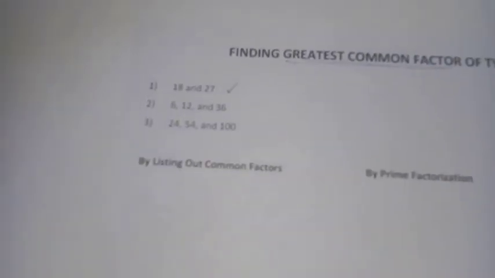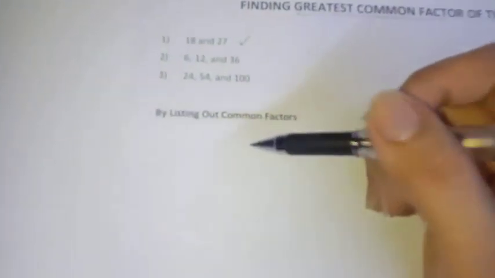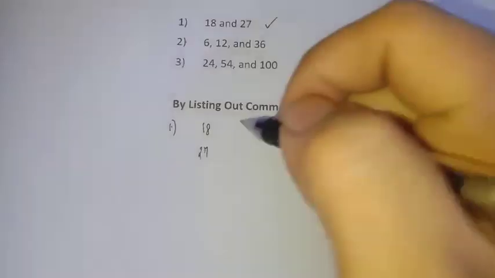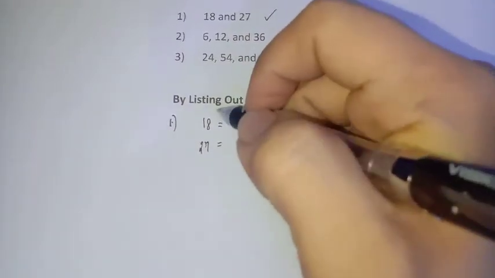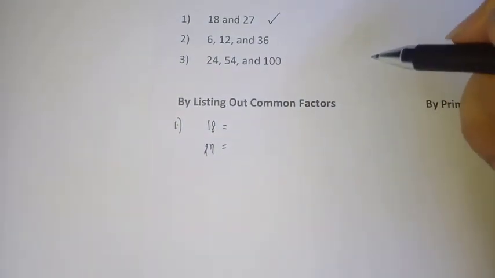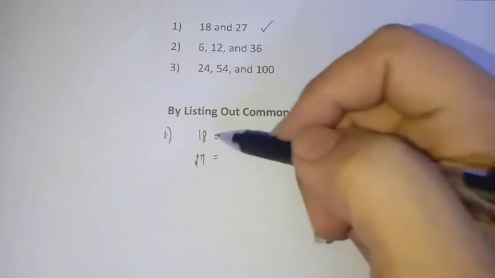We have 18 and 27. Given is 18 and 27. So we will use the first method, which is by listing out common factors. So first, gagawin natin is to jot down the given natin, which are 18 and 27. So by listing out common factors, kukunin natin yung mga possible factors of 18 and 27.